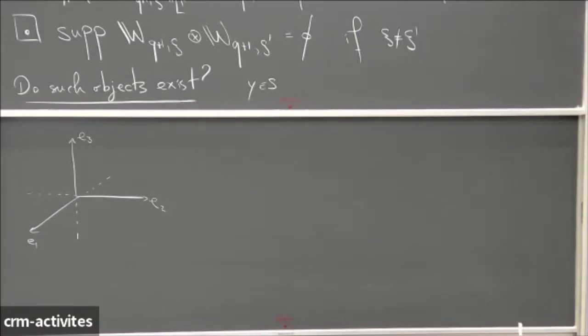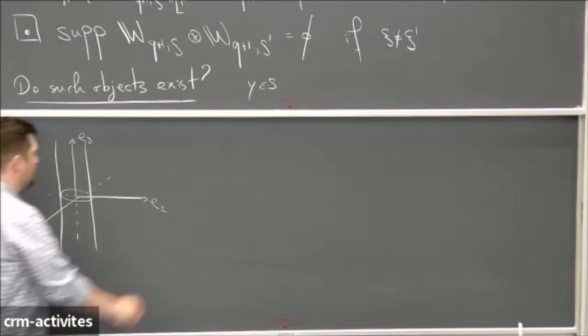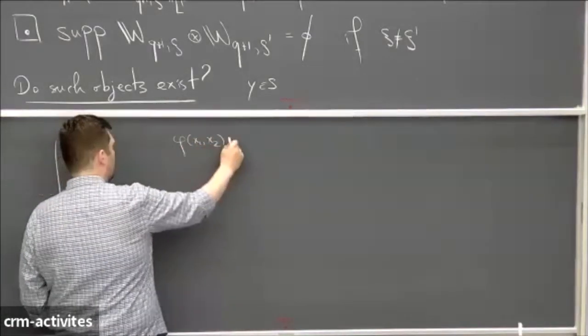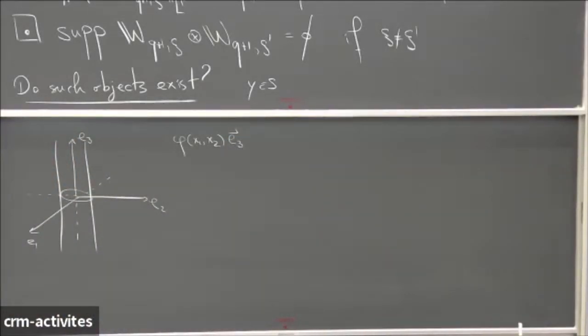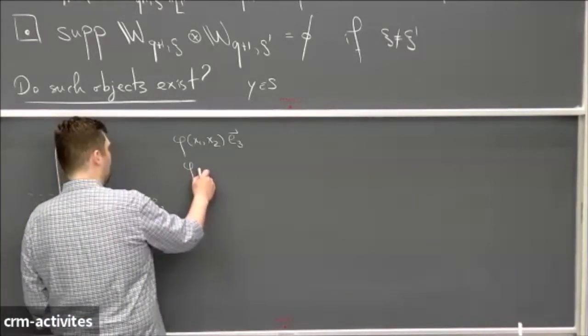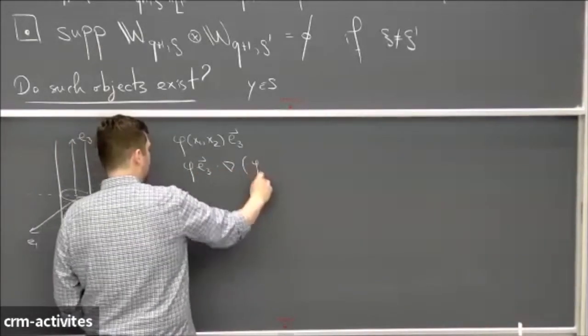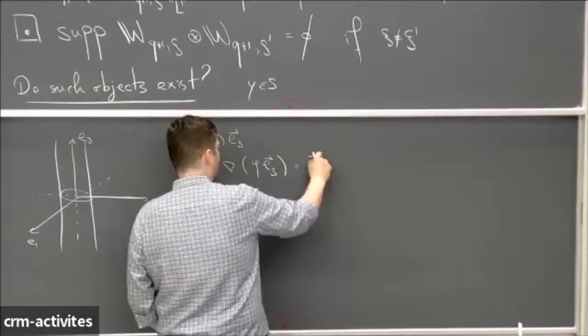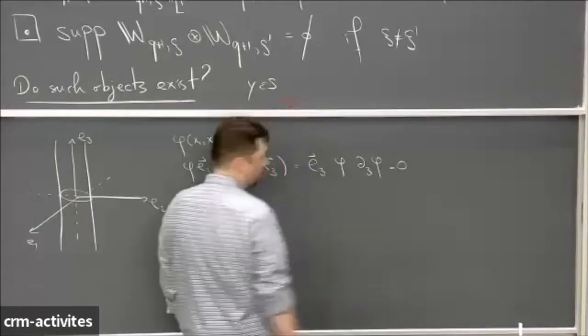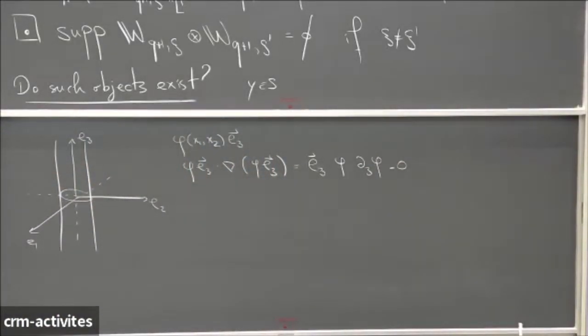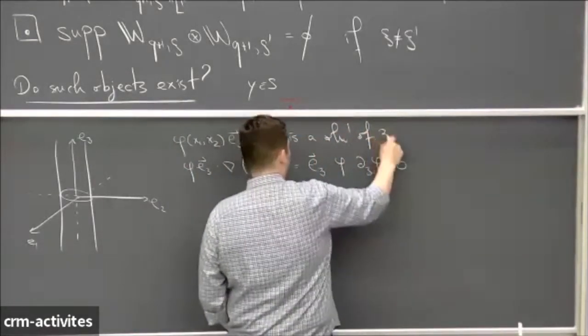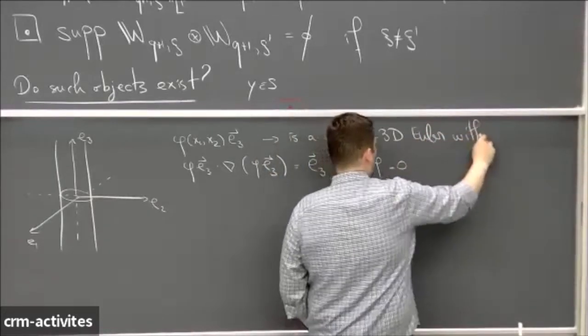So if you take in 3 dimensions a straight tube, straight cylinder, and you write any function of x1 and x2 times E3, smooth function phi. This is a vector field. Is it incompressible? Well, yes, because the divergence of that object is d3 of phi, which is 0. Does it actually solve Euler? Yes, it does, because phi E3 dot grad phi E3 is E3 phi d3 of phi, so that's 0. Not only does it solve Euler, it solves Euler with 0 pressure. Is a solution of 3D Euler with 0 pressure.